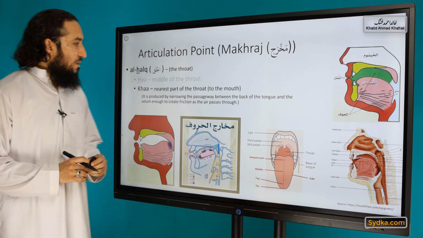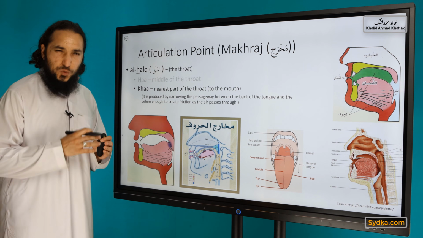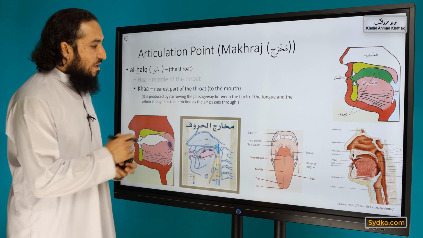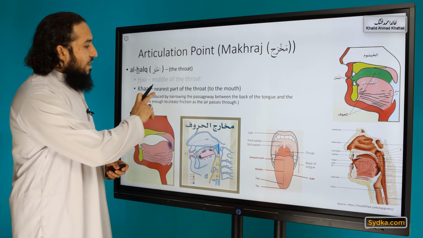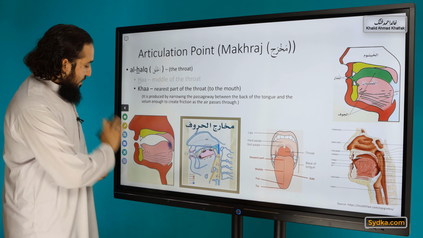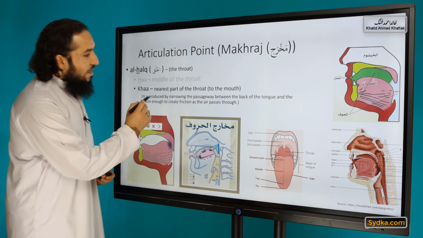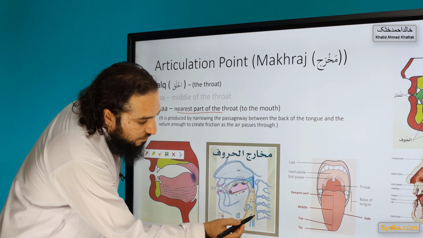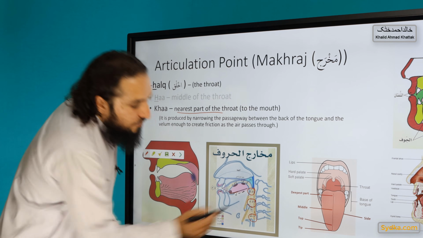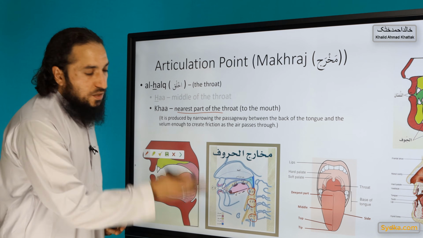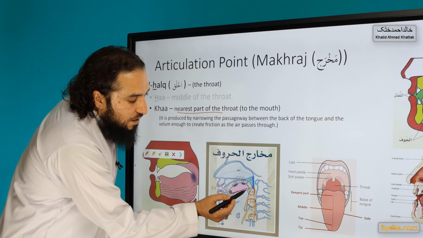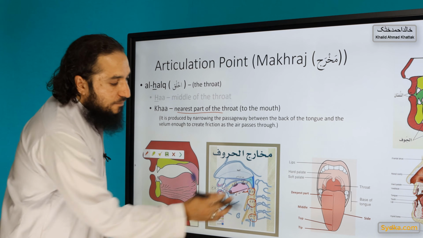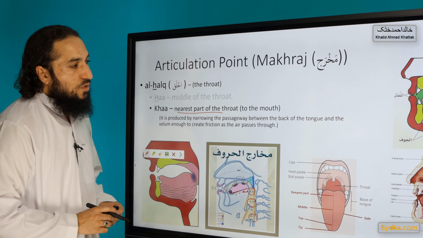What is its articulation point? It is one of the throat letters. From the throat we have six letters, and Khaa is one of them. Let me explain this. If you see here, we have 1, 2, 3 different places where from each place two different letters are pronounced, and this is the nearest part of the throat to the mouth. That's the articulation point.